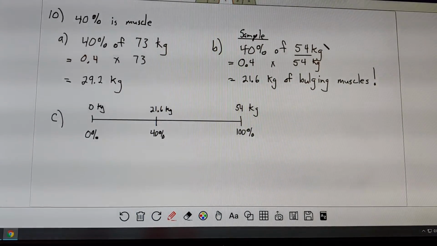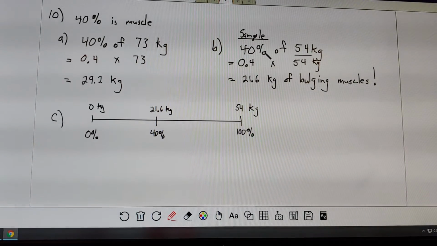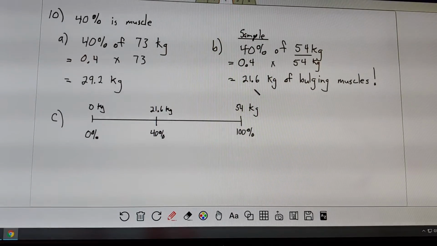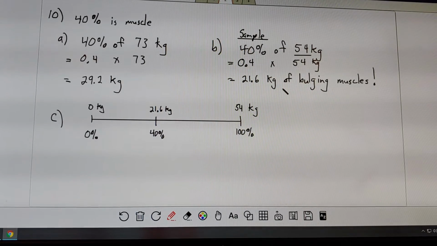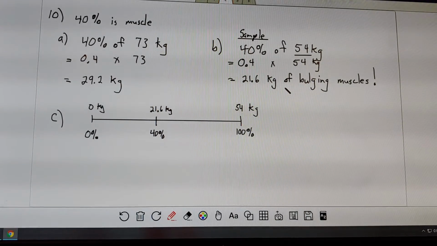So I took a guess that some of you might be around 54 kilograms. And we're going to find 40% of that. So again, change that to a decimal, multiply by 54. You get 21.6 kilograms of bulging muscles. And don't mess with them.